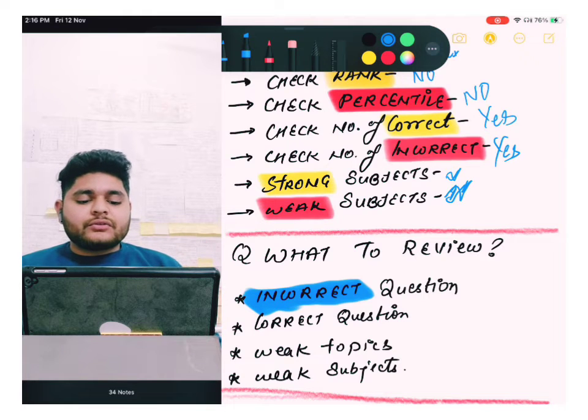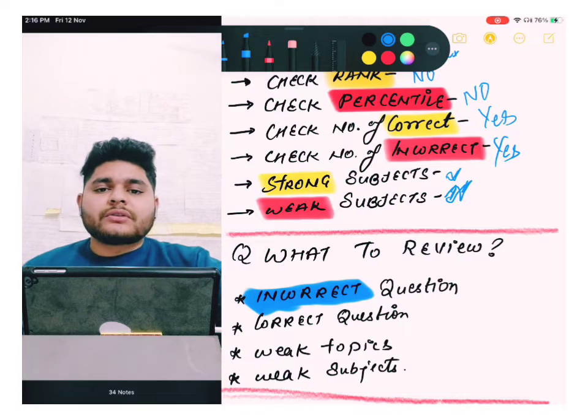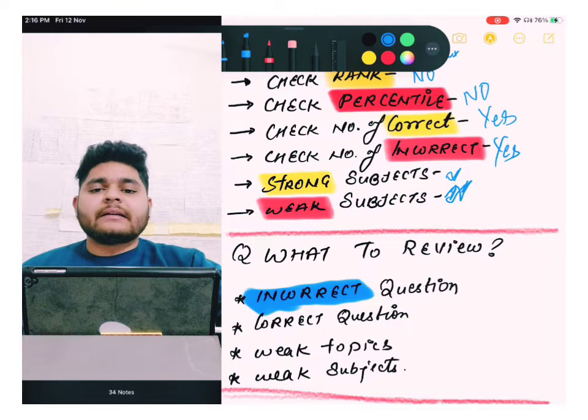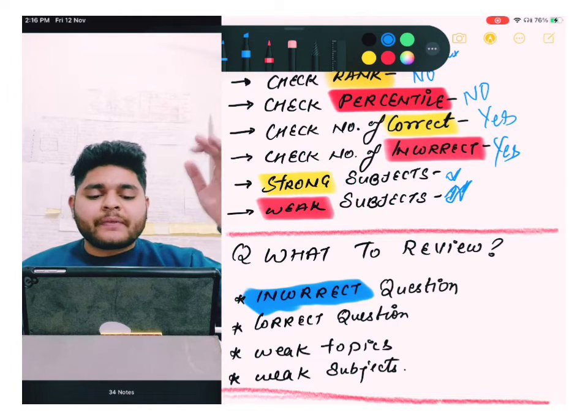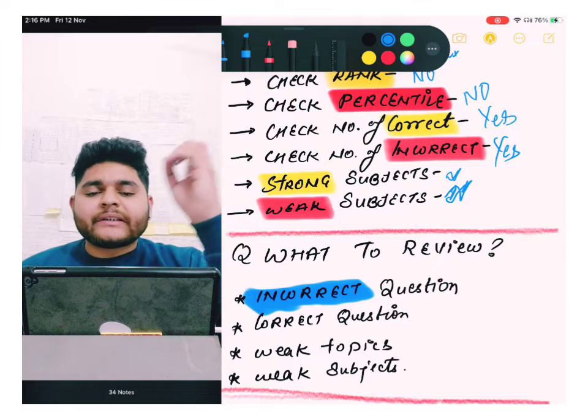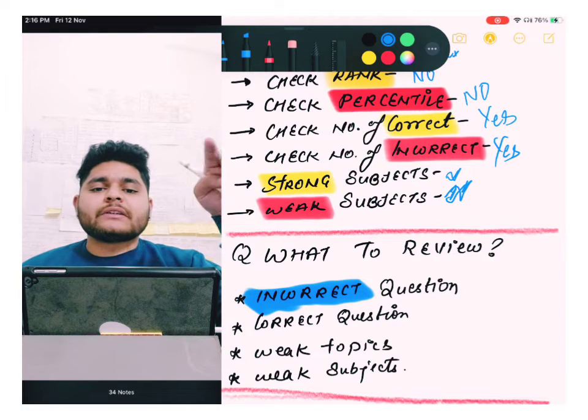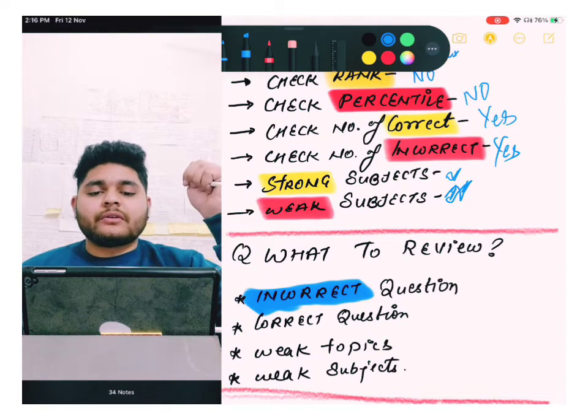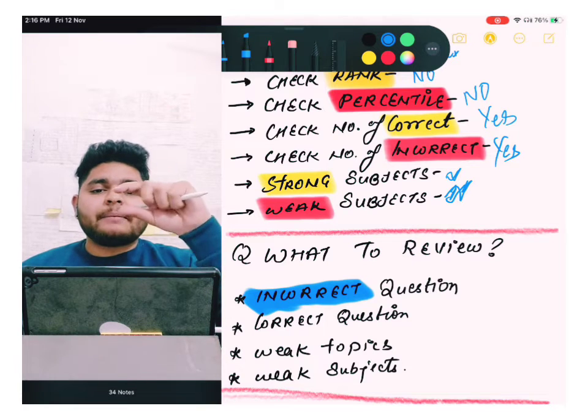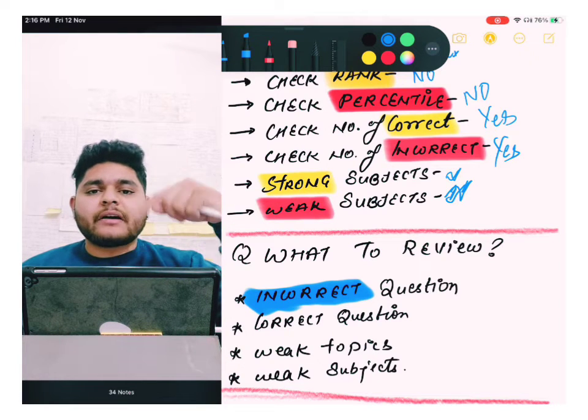Now the very first thing you should review is incorrect questions. Like if you have given 200 questions attempt and your 100 questions are incorrect. So let's start with the incorrect questions first. Know all the incorrect questions that you have done and why you have done them, and write briefly about them in Notebook 20. You don't have to write paragraphs about why it went wrong.